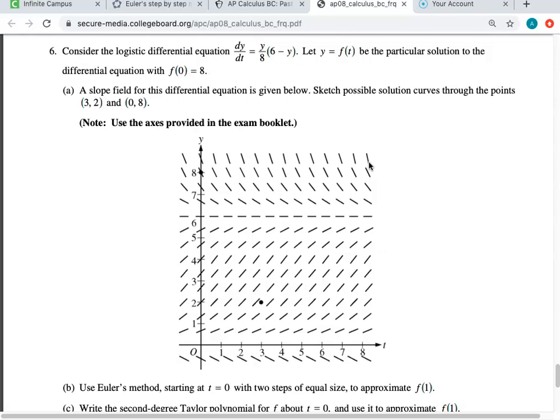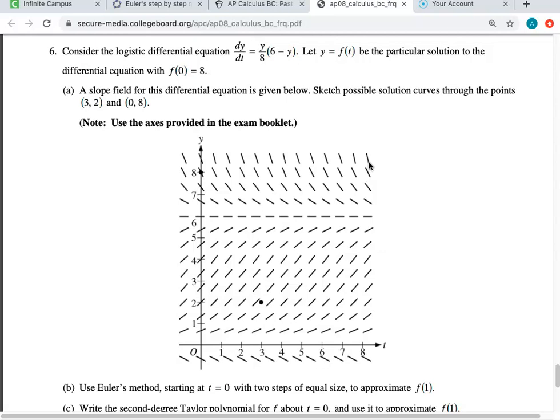This is what we're going to be studying on Thursday. Our very last lesson of AB is logistic growth models, right? Anyway, so this is a logistic differential equation. Let y, and so that's it right here, dy/dt equals y over 8 times 6 minus y. Let y equal f of t be the particular solution with f of 0 equals 8. So there's your given input, right? Your first data point.